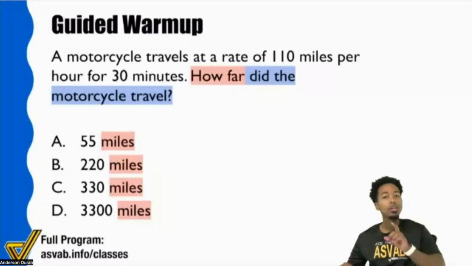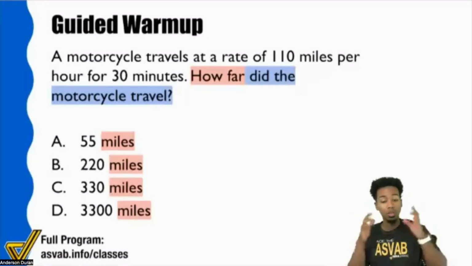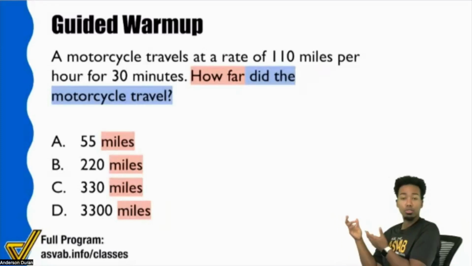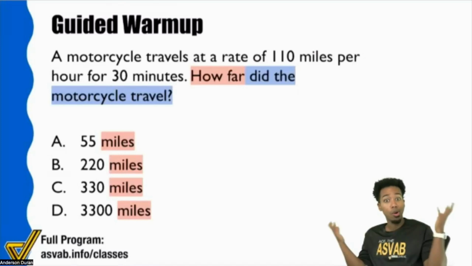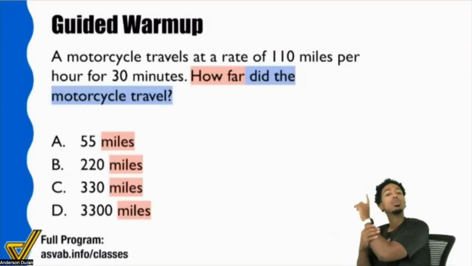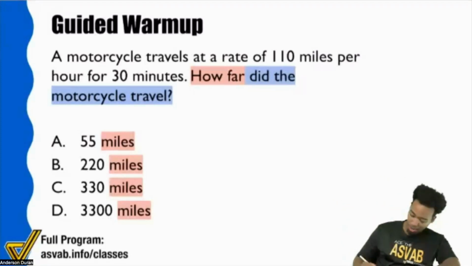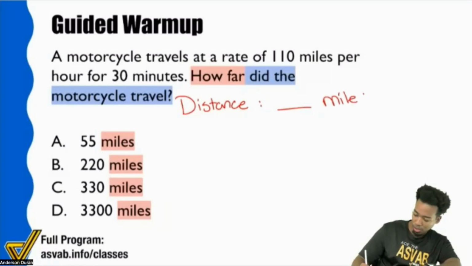Remember that. We can't get cocky and say, oh yeah, we're looking for distance, so there must be a rate. No, because this could literally say the motorcycle traveled 50 miles, then 30 miles. How far did it travel? That's adding. That's an addition problem. Here, we know it's a rate problem because we see a rate. So let's just write this down here. We are looking for the distance. And everybody, the distance is going to be in miles. Just make sure to take a note of that.